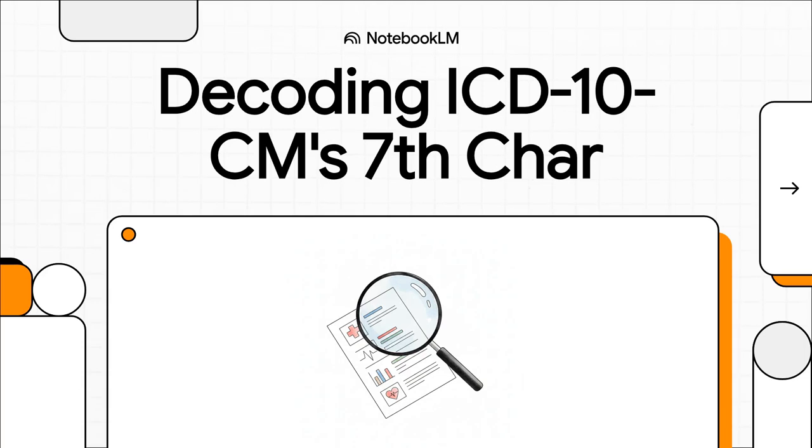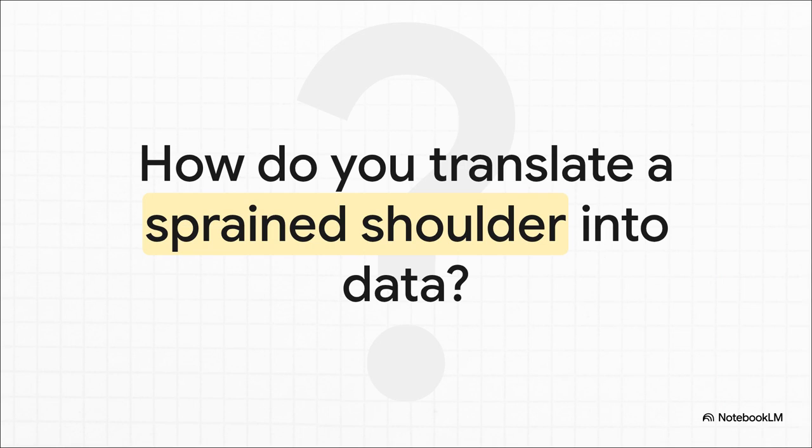Welcome to the Explainer. Today, we're unlocking what is essentially a massive, highly structured secret language. It's a language used every single day, all around the world, to translate the sheer complexity of human health into precise, trackable data. We're talking, of course, about the ICD-10-CM system, but more specifically, we're going to decode one of its most rigid, uncompromising features, the 7-character format.